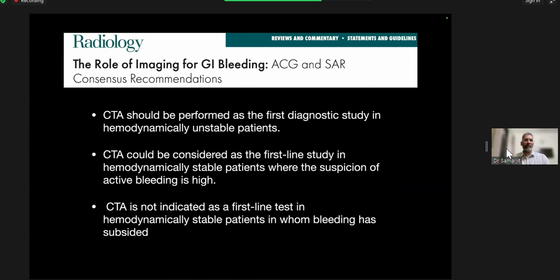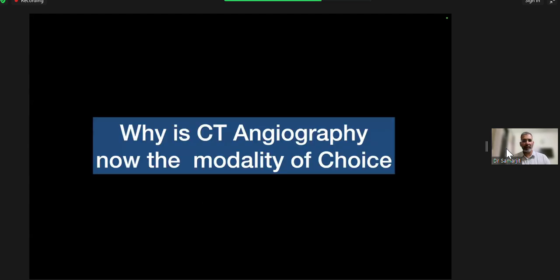But if you go to the ACG and SAR consensus recommendations, which have been published in 2024, you should do CT angiography as a diagnostic study in hemodynamically unstable patients and could be considered as the first line in hemodynamically stable patients, because nobody wants to anger the gastroenterologist, that's why we say could be. We don't want them to stop sending cases. CTA is not indicated as a first line test in patients whom bleeding has subsided. Okay, that's understandable, because if the patient is stable, he is not bleeding, go ahead and do your endoscopies first. You can prepare the patient.